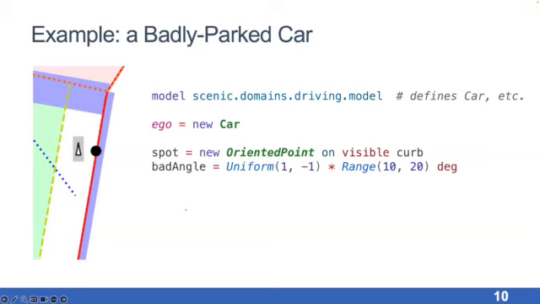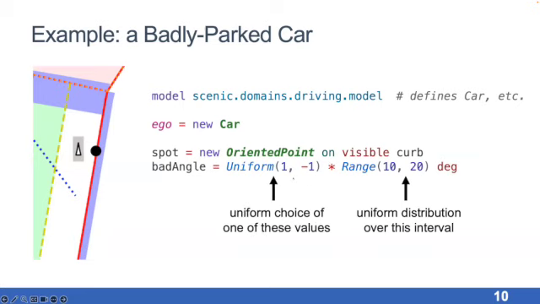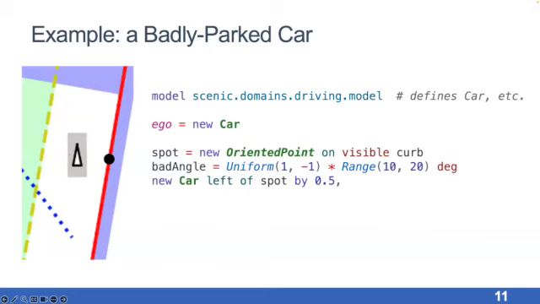Okay, so the next thing we're going to do is pick an angle for this car to be parked at. The way we're going to do that is we're going to say, pick an angle uniformly at random between 10 and 20 degrees. So this is a uniform distribution over that interval, and then multiply it by either 1 or -1 with equal probability. So we'll end up 10 to 20 degrees left or right. That's the angle we want this car to be parked at. And now we can start actually creating this car.